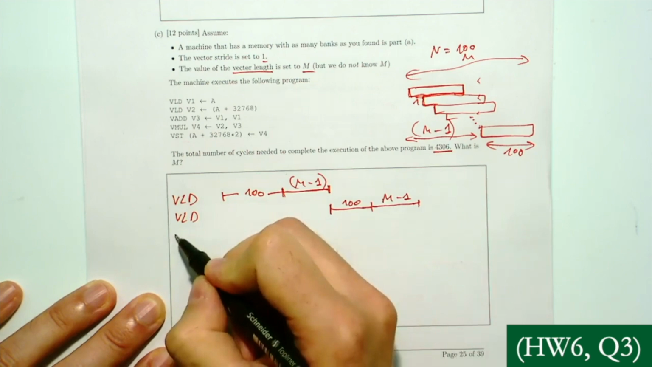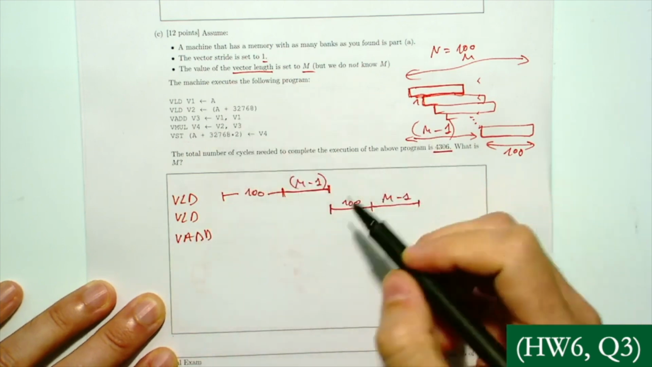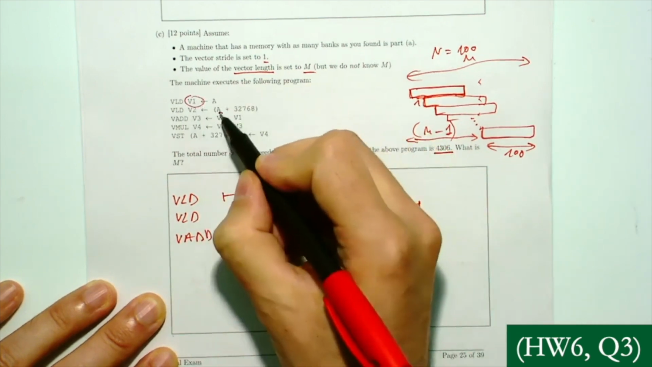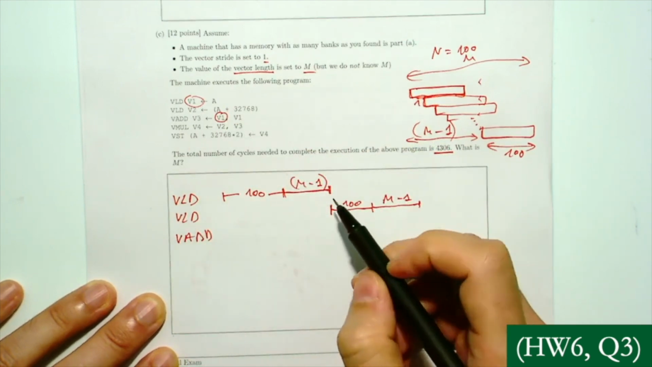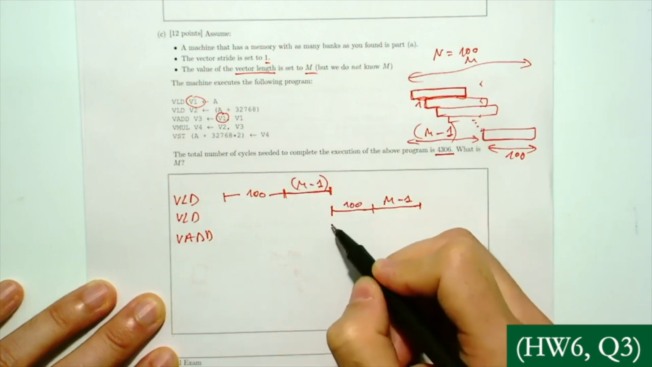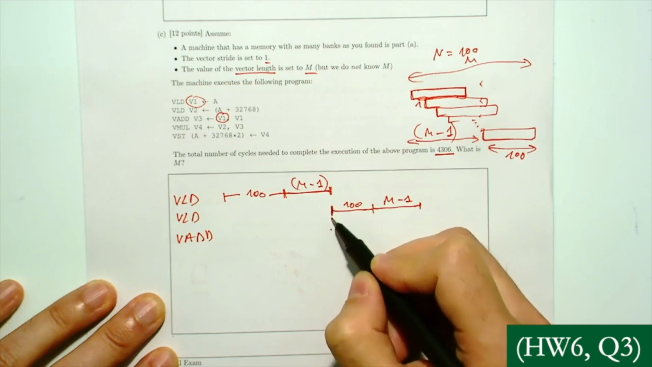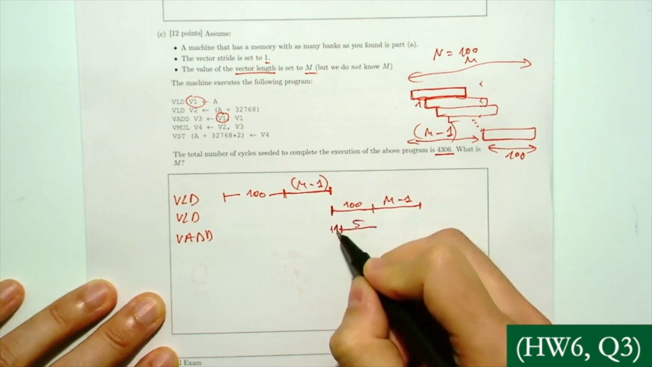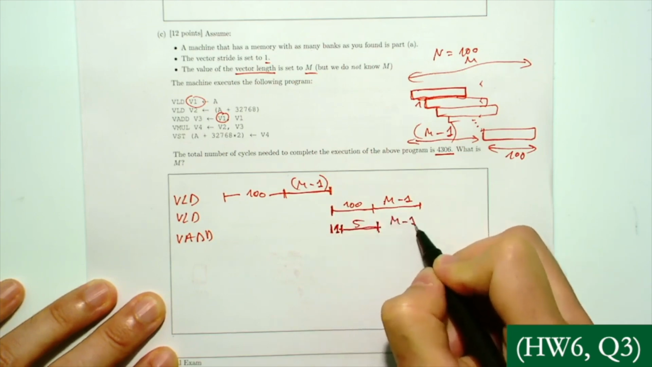Then the add. The add depends on B1, and it is independent of B2. So we can start the add here. But as we cannot start two instructions in the same cycle, we need to wait one cycle here. So we will require one cycle plus 5 cycles plus n minus 1.